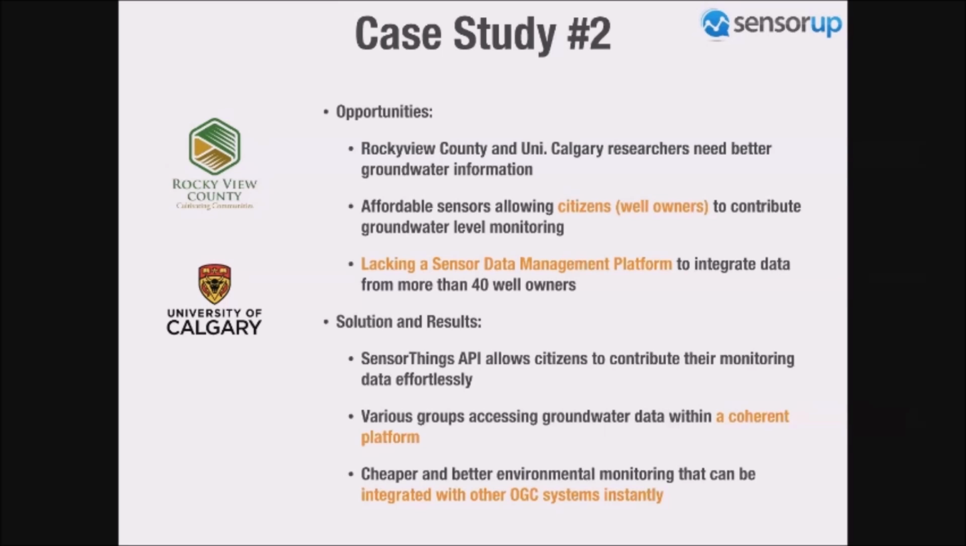Our solution allows citizens to contribute to their monitoring system effortlessly. It's very, very easy to use. The various groups can access the groundwater data with a coherent platform. And even better, most importantly, it's cheaper and better environmental monitoring. It can be integrated with any other OGC system instantly. Just like the previous example, there are different systems, but by following the standard, they become one system when you need to integrate them. And it's the same thing here. It can integrate into the Global Earth Observation System instantly. So this is one great benefit.